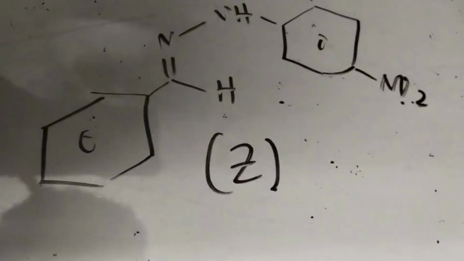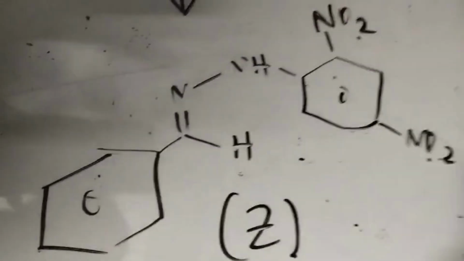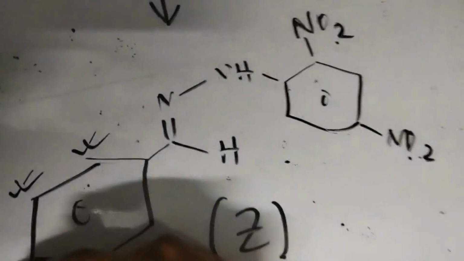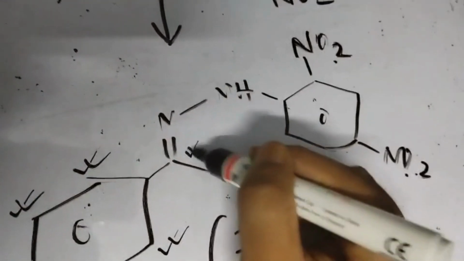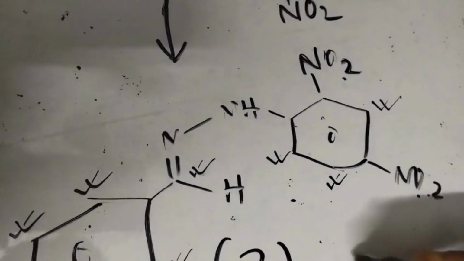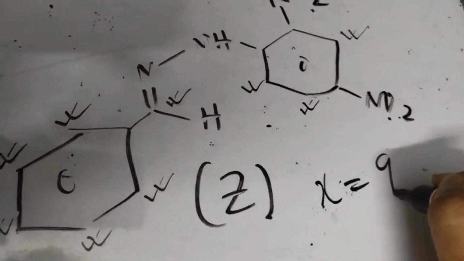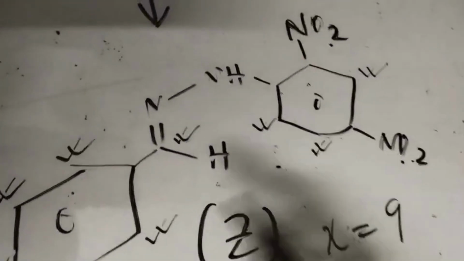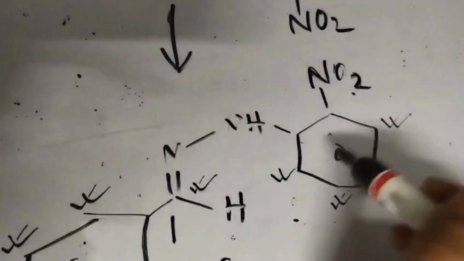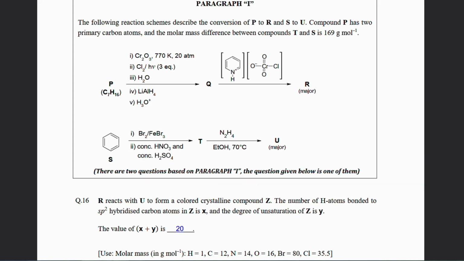And we have been asked about several things, such as the number of hydrogen atoms bonded to sp2 hybridized carbons in this compound. So there is 1, 2, 3, 4, 5, 6, 7, 8, and 9. So there are 9 hydrogens bonded to sp2 carbons, and so the value of x is 9, and the degree of unsaturation of this compound is 4 plus 1 plus 4, and we are here. So these were the 2 questions that we took up today.